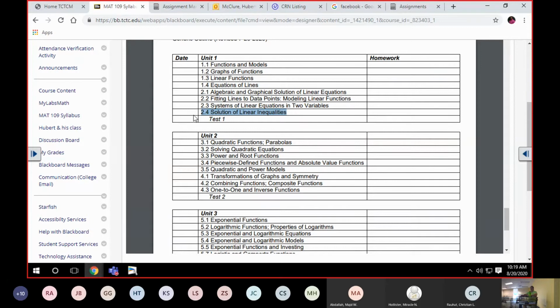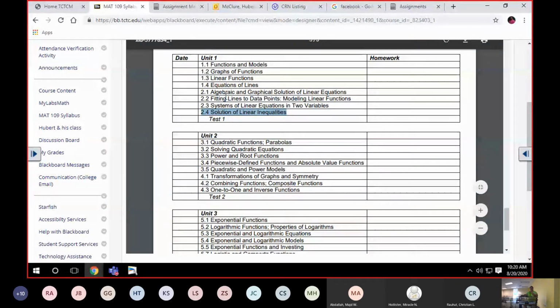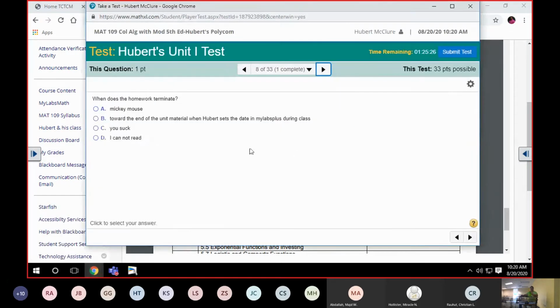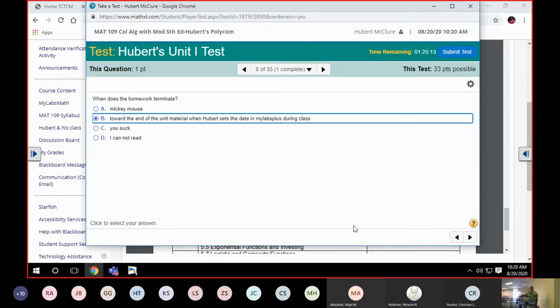Anyway, procrastinators hate me because I won't give them a date. You use this outline to figure out when the date is. By the time you get down to about right here, you're going to say, okay, we've got a test coming up, probably not this week, but probably next week. When I go over the test, that means we're finished with the section, and after I finish the test, I'm going to put a date on the test and a date on the homework.